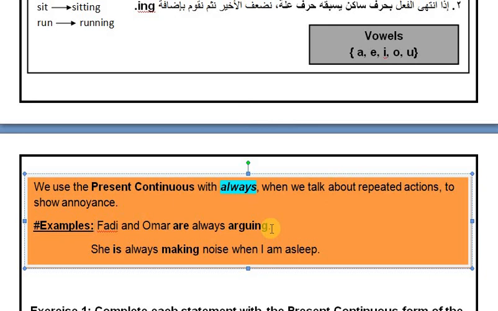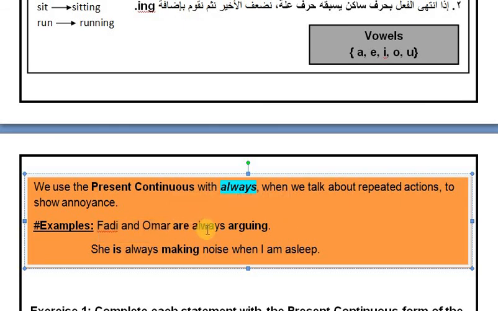Singular or plural? Of course, singular or plural. What do you see? Yes, of course. The subject here is plural. Fadi and Omar. لو فادي لحالها singular، لو Omar لحالها singular.